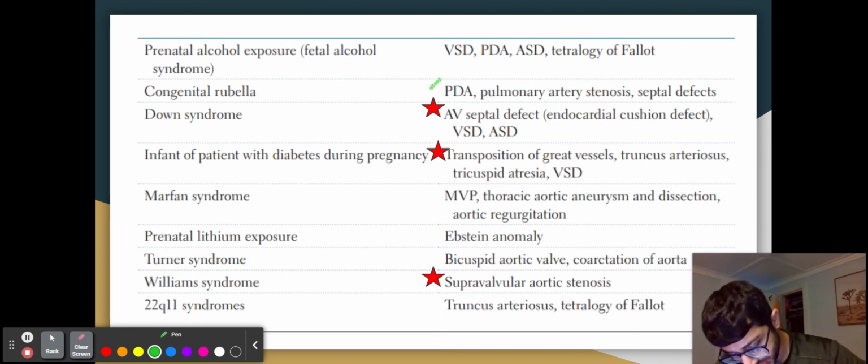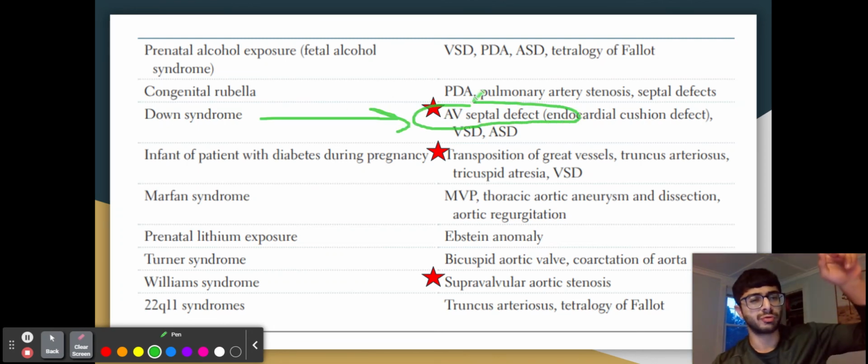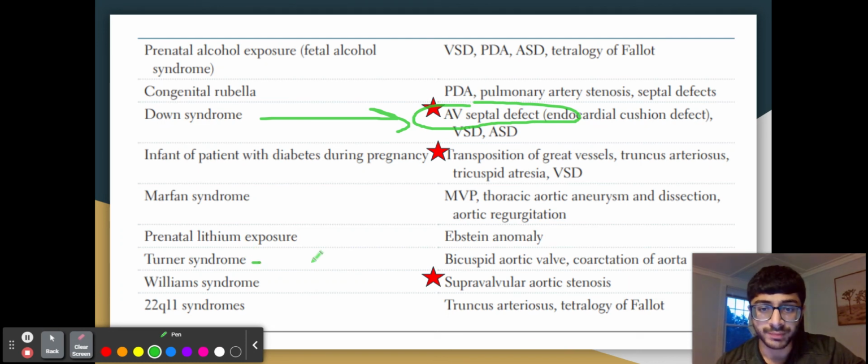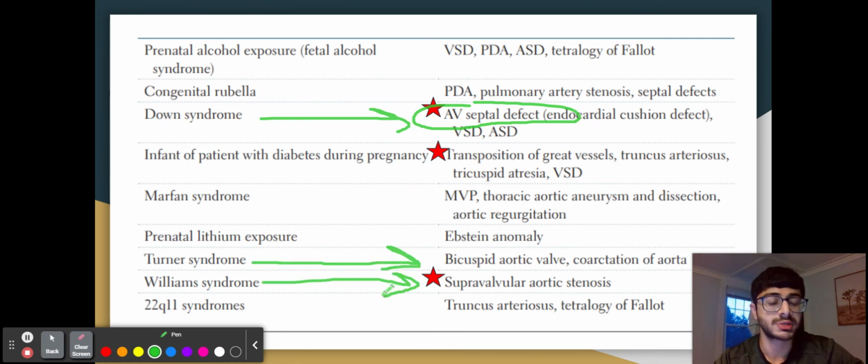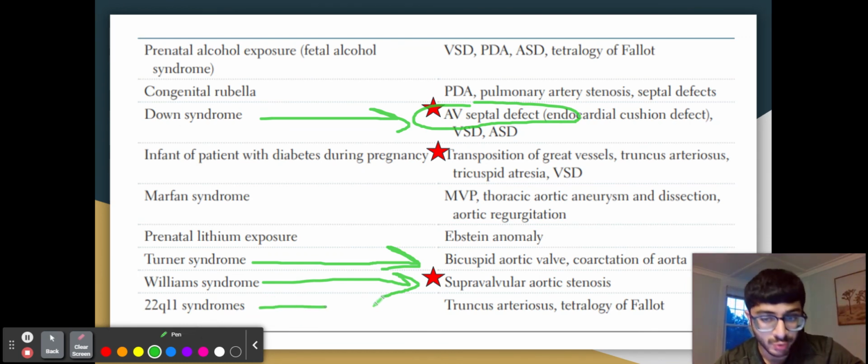The ones that I want to point out are Down syndrome with the congenital AV septal defect, like the outflow tract abnormality, Turner syndrome with the bicuspid valve and coarctation of the aorta, Williams with the supravalvular aortic stenosis, which is a murmur a little bit higher, but it's still going to radiate. And 22q11 with tetralogy of Fallot, they love this.